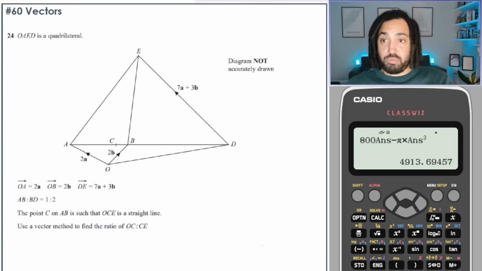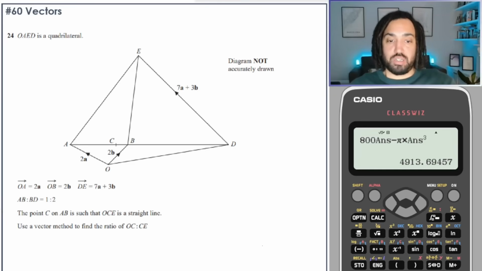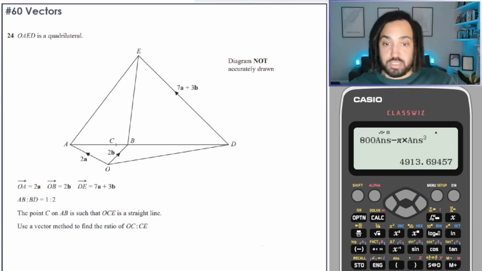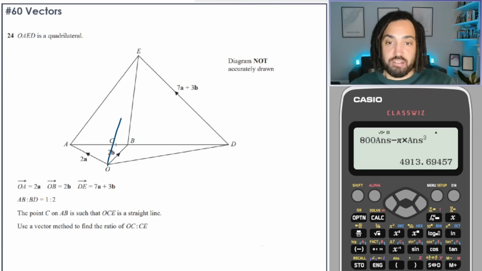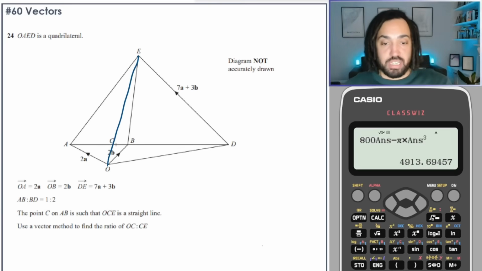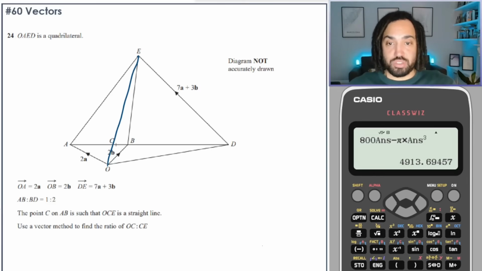Number 60, we made it all the way to the end. Let's finish this off in style with one of these beastly vector questions. But with that being said, they are very repetitive if you've done enough of them. Okay, we've got all this information here, and we know that OCE is on a straight line, and we want to work out the ratio of OC to CE.